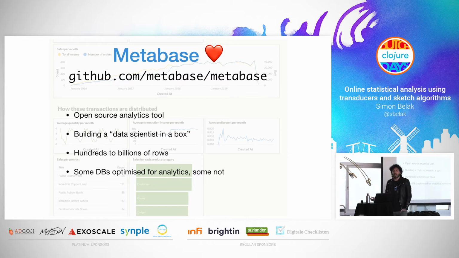We have users with tables the size of 100 rows, and then we have some who have hundreds of billions of rows. Some people have databases optimized for analytical workloads, and some people just connect us to a Magento or some product database. So the problem here is that our work has this additional twist that it has to work with this very diverse set of data sources and how good they are at doing various queries.